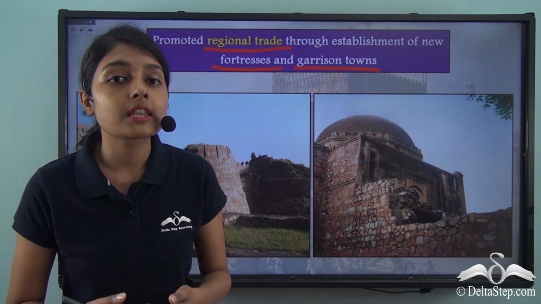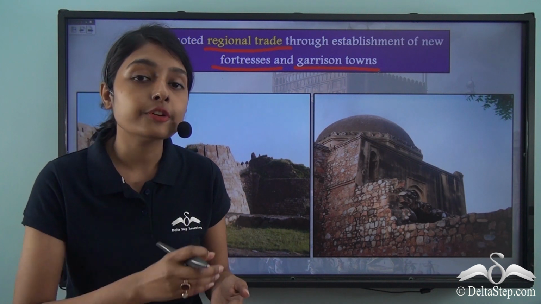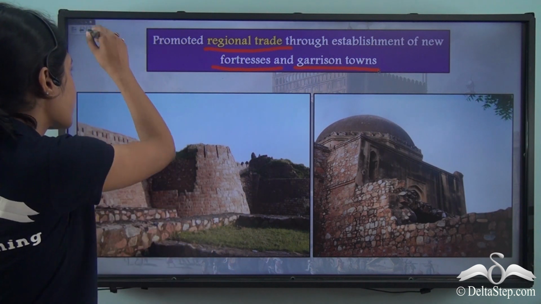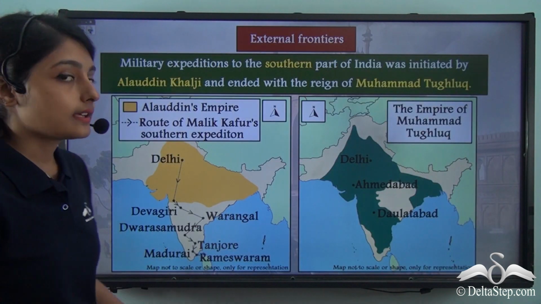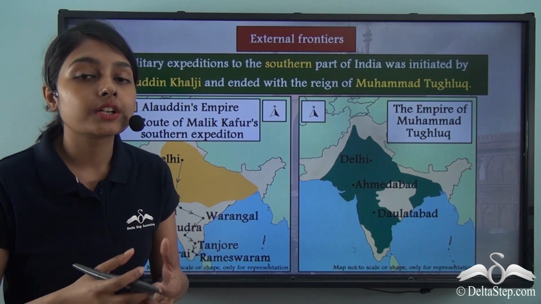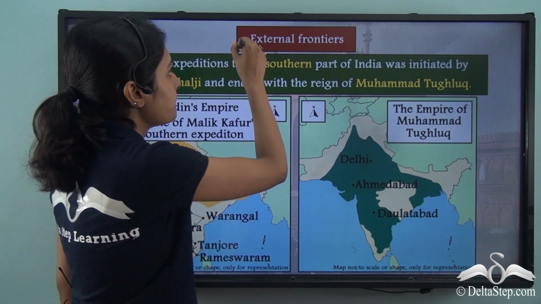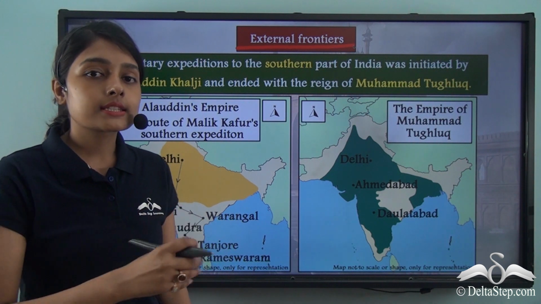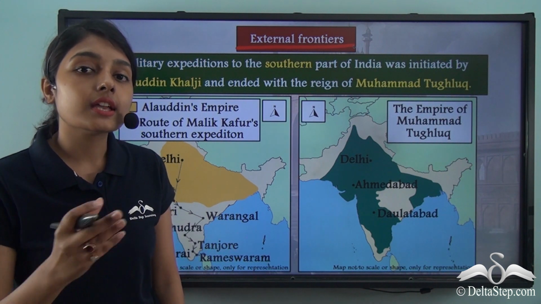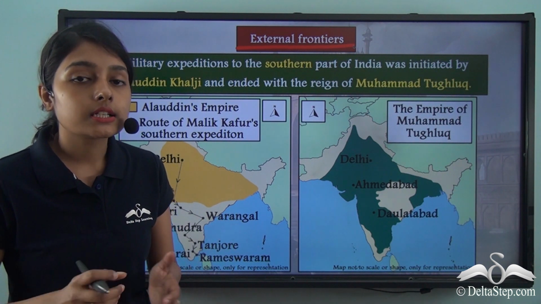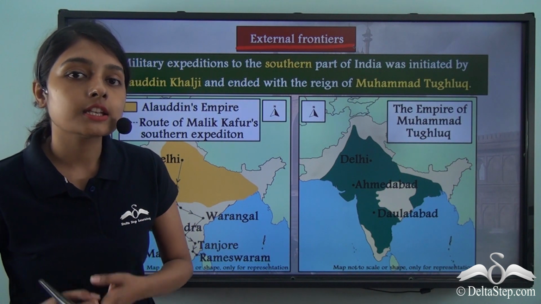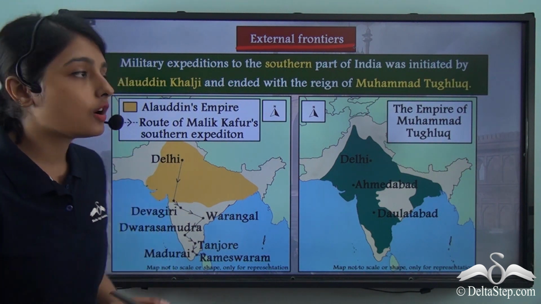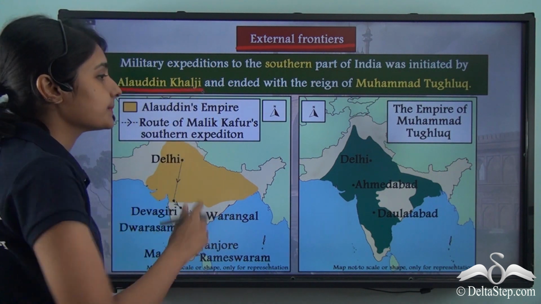That something that was required and that was performed along with this internal expansion was the expansion externally, or building up external frontiers. Now we learnt that during the rule of Ghiyasuddin Balban, internal expansion of the Delhi Sultanate took place. External expansion started with the rule of Alauddin Khalji.